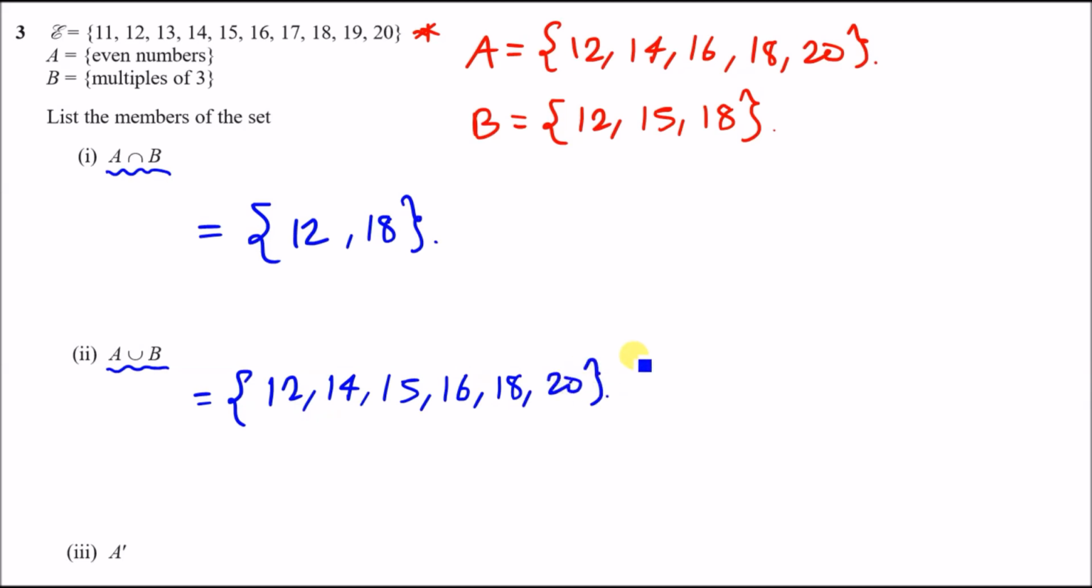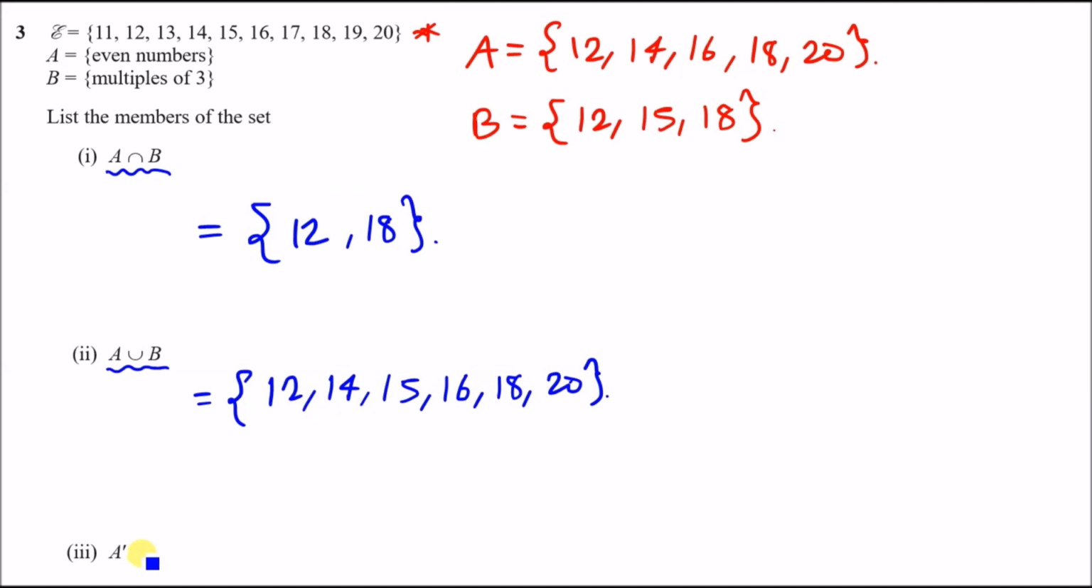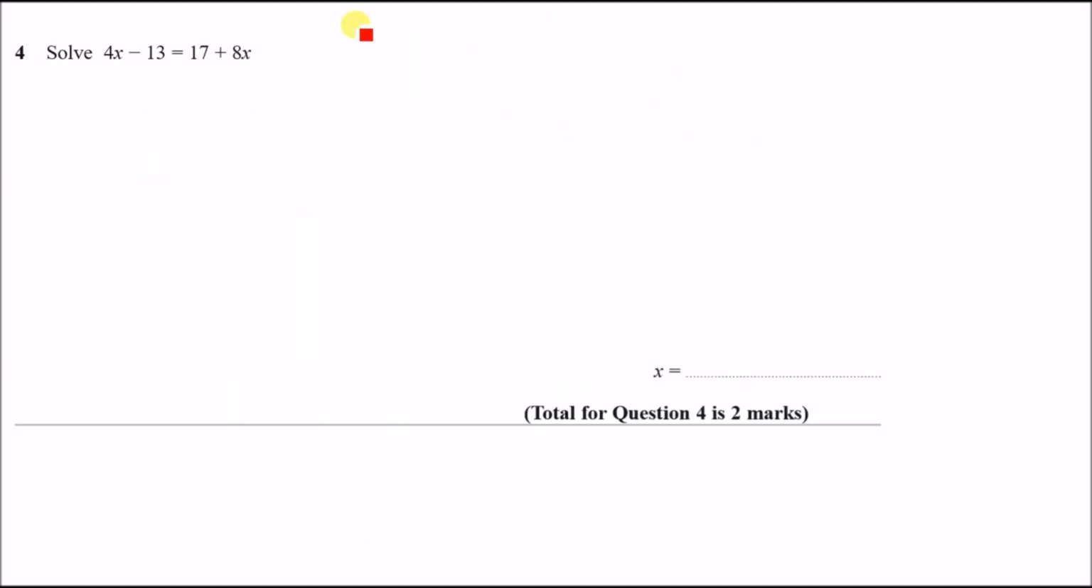Now the final bit, this little dash means the complement of A. In other words, this means everything A doesn't have, yeah? Since A are all even numbers, the elements of not A are the numbers that it doesn't have. So for example, it doesn't have an 11, it doesn't have a 13, it doesn't have a 15, or a 17, or a 19. And that's it, guys. That's question 3 done. All right, number 4.